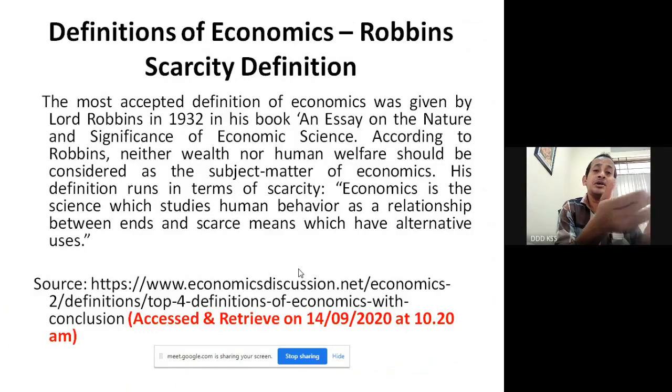Okay, now this is another point of view, or a different angle through which we are understanding the concept of economics. According to Robbins, economics is basically related to the term scarcity. He defined that economics is the science which studies human behavior as a relationship between the ends and scarce means which have alternative uses. Now we'll explain this core concept given by Robbins in detail.